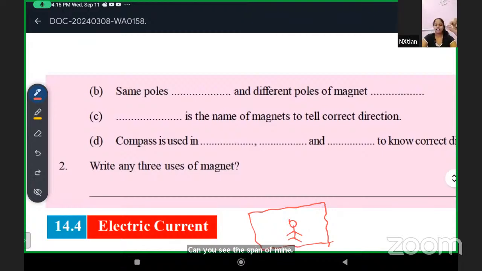Can you see this pen of mine? Even this cap is magnetic, so when I put it and leave it, it will close on its own. And on the back also, if I'm putting it, it's attracted.